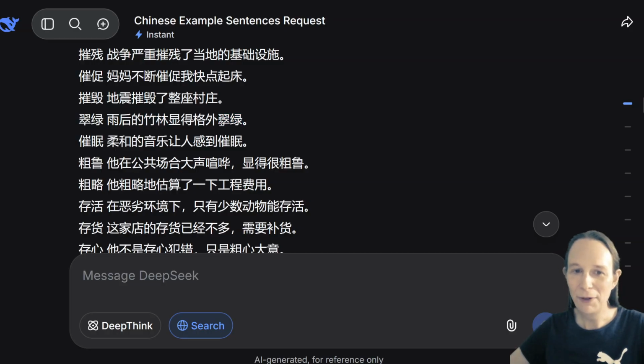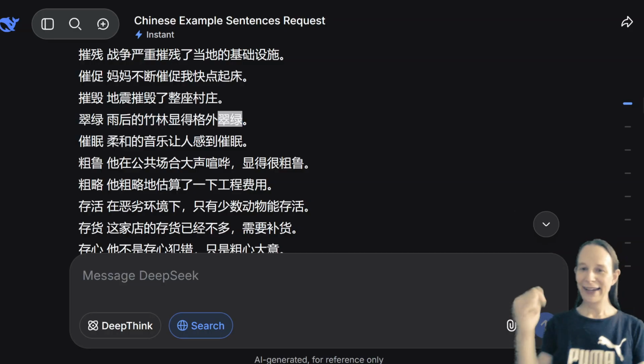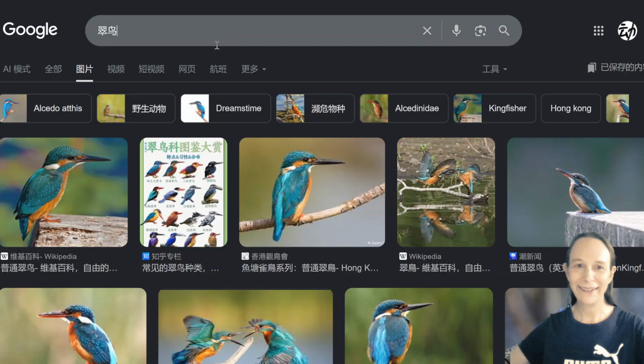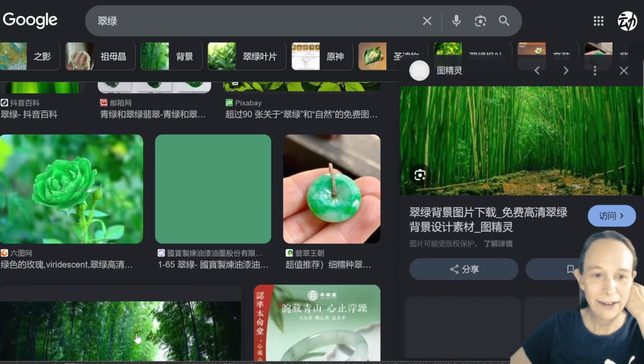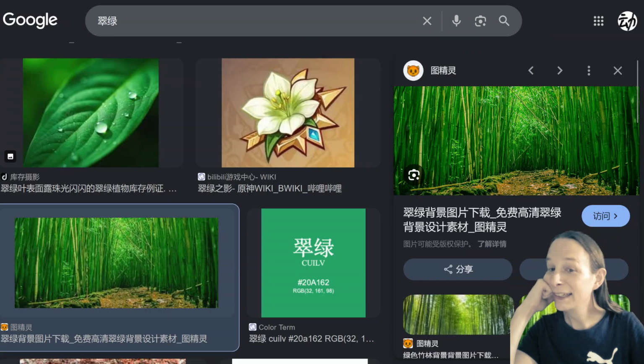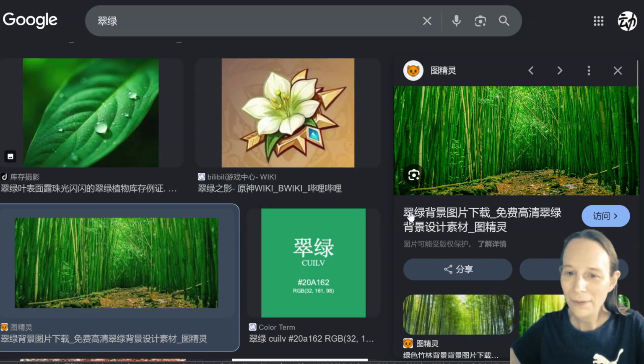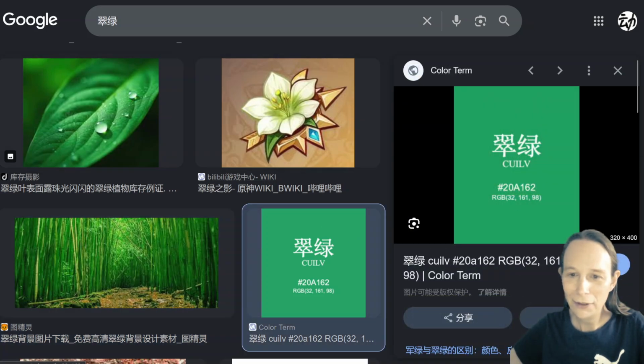雨后的竹林显得格外翠绿. So a bamboo forest after the rain is 翠绿. I don't know. Oh, you're right. It is kind of 翠绿, isn't it? This is 翠绿. 翠绿背景. Yeah, that's a 翠绿背景. All right, interesting.